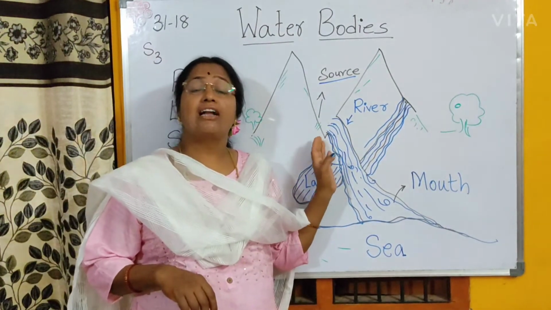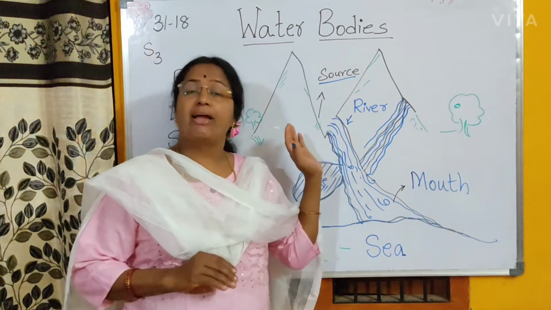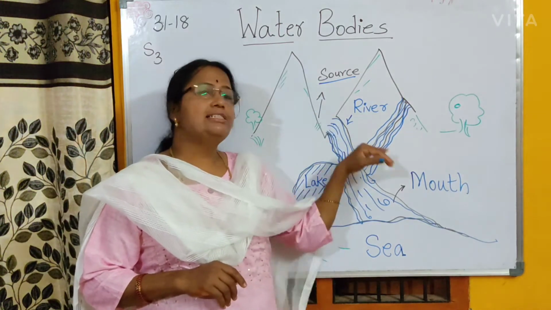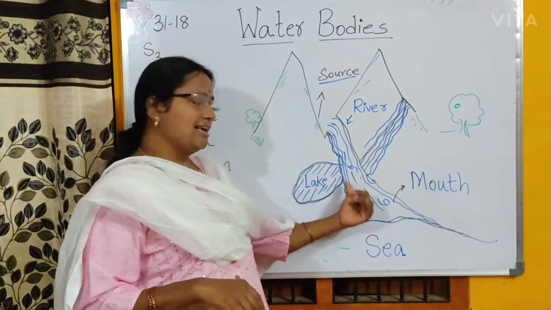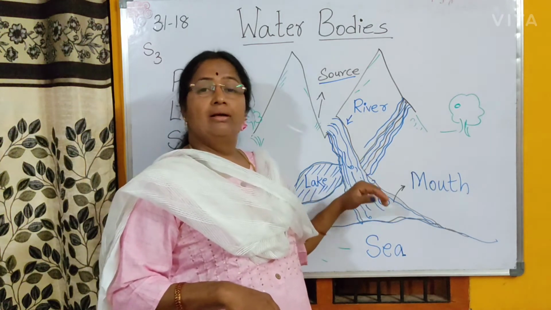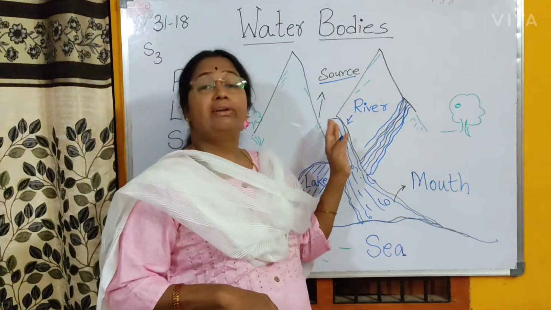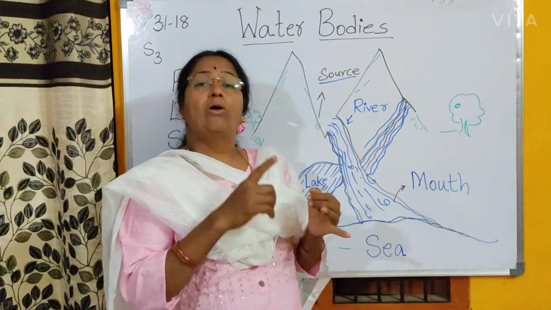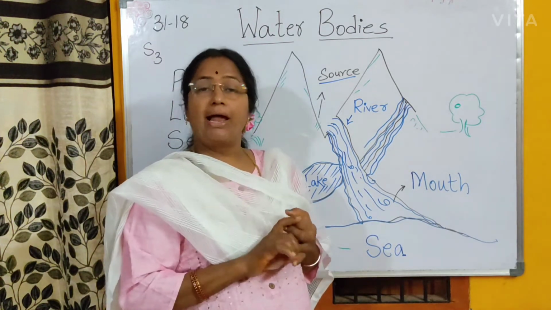Rivers usually start from a high land, like a mountain or a hill. And while flowing in their course, they fill the lake. And then finally join the sea and ocean. Okay, so rivers start from a high land. It might be a mountain or a hill. It might flow from a mountain or a hill or a plateau.